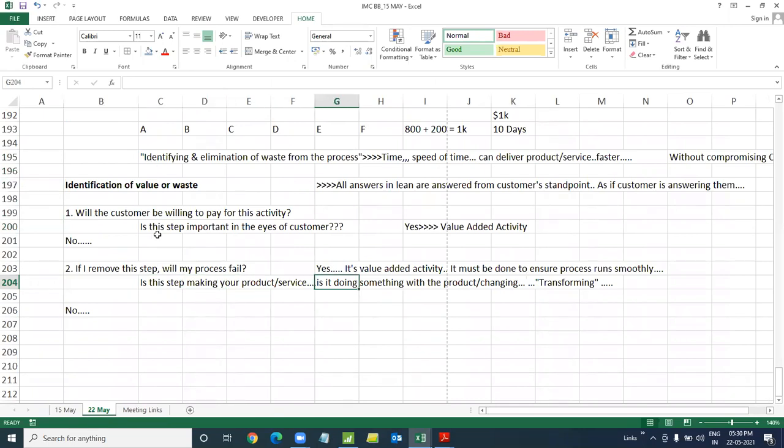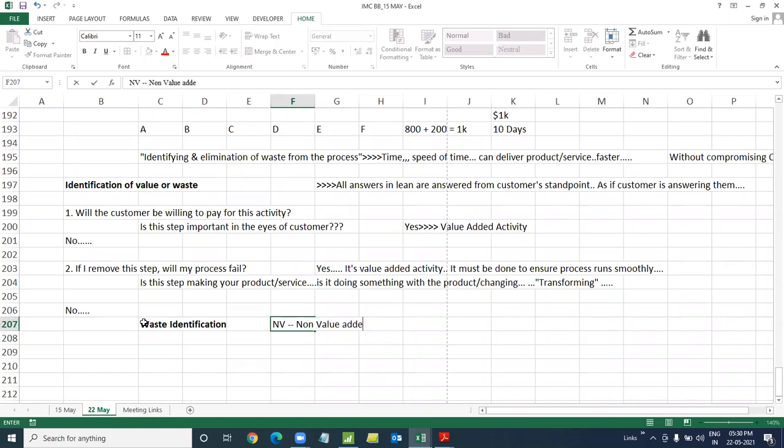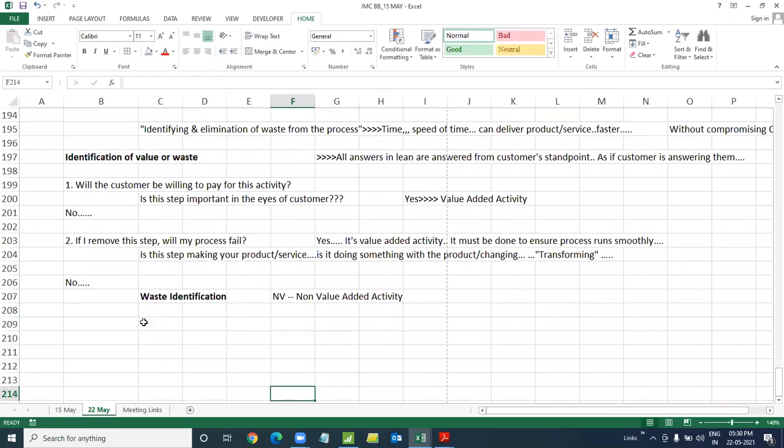It's definitely waste. But if it's removed and it doesn't matter, the quality doesn't get hampered, everything remains the same, then it's definitely a pure waste. Neither the customer wants it nor does your process fail. Then why are you doing it? That's a pure waste. So this is what we know as waste identification. We have identified waste, which is called non-value added activities. These activities are not adding any value to the product or service, neither the customer wants nor your process wants it.